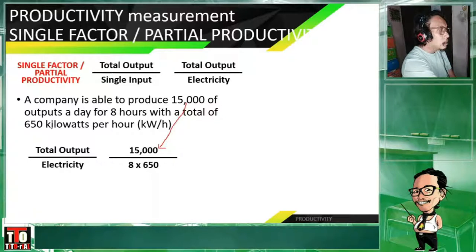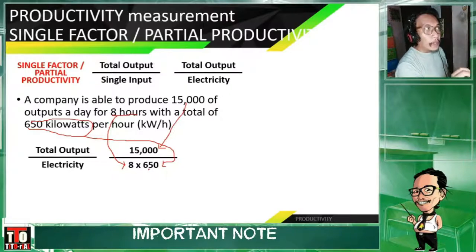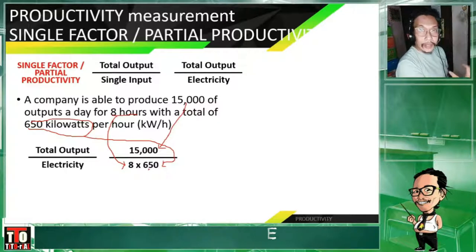And then, since we have 8 hours of production process, and we have 650 kilowatts an hour. So, we have 650 here. To get our total electricity for 8 hours, it's 8 times 650. But, guys, important note: if the problem already states the total electricity for a day or for a month, that's what you use.